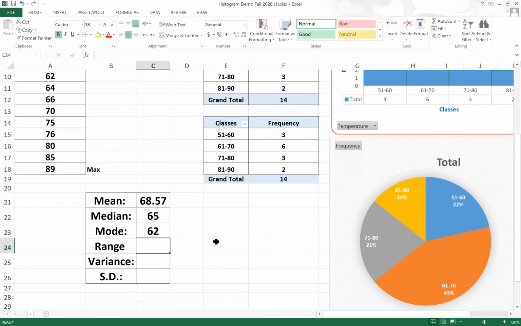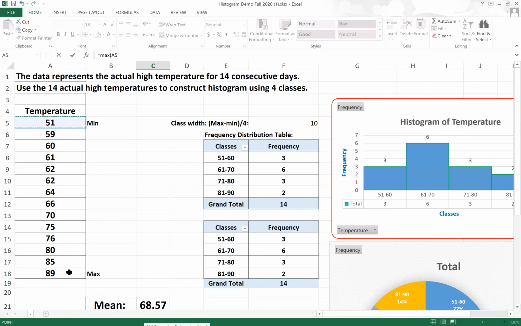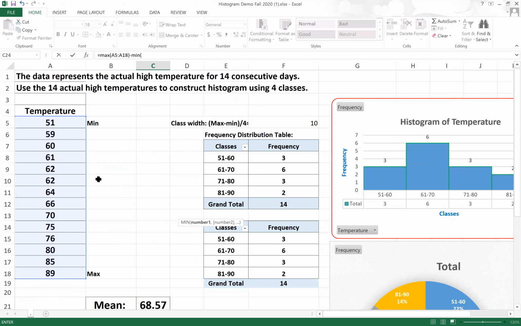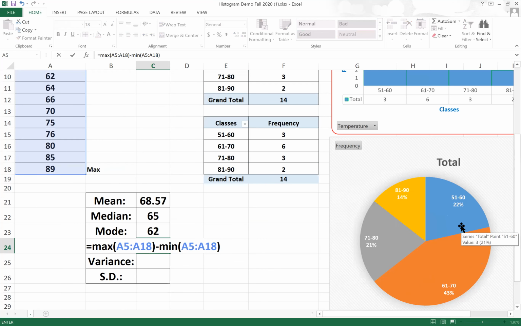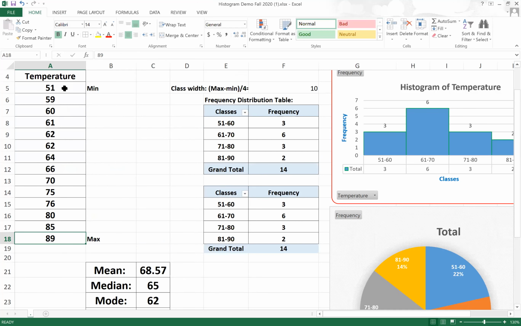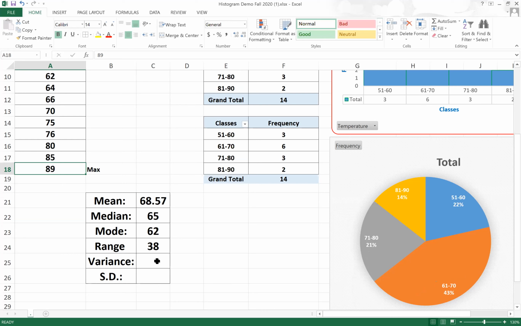Okay. And the range, you can calculate this using maximum value minus minimum value. So you highlight the entire table, and Excel will find the maximum value among the data set. Also type in min, meaning you want to find the minimum value. Same thing, we highlight the entire data set. Okay. Then maximum minus minimum, that's the range. Okay, 38. We can double check. It's 89 minus 51. That turned out to be 38. That's right.